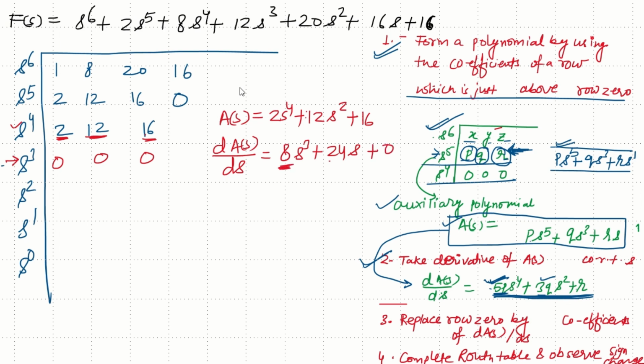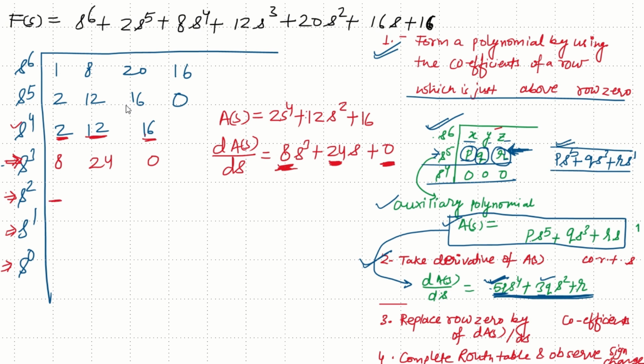Now these are the coefficients 8, 24 and 0 of this s to power 3. So we will replace these zeros with these coefficients 8, 24 and 0, putting them instead of 0, 0, 0 in this row s to power 3. Now I will calculate the coefficients of s to power 2, s to power 1 and s to power 0 by using the same formula, the same technique which I used in the previous example of the Routh table.